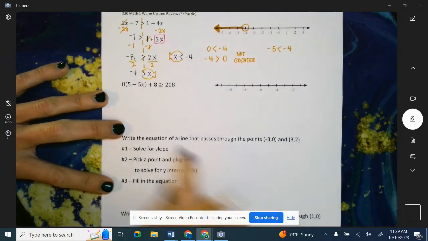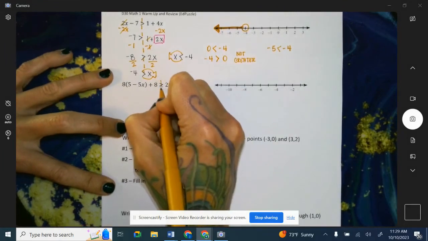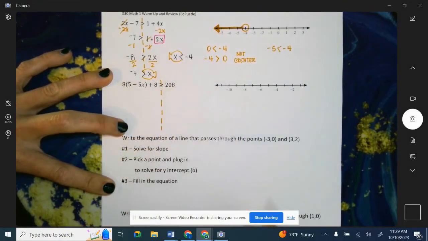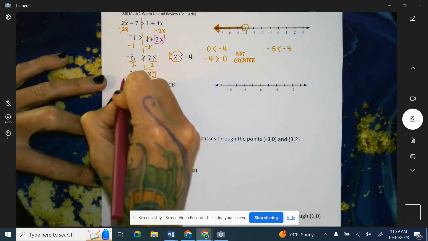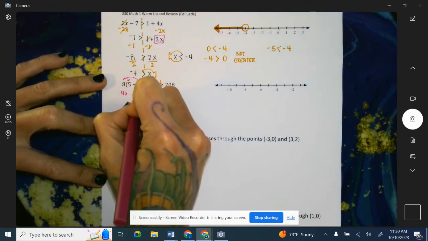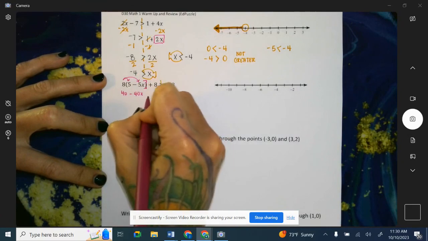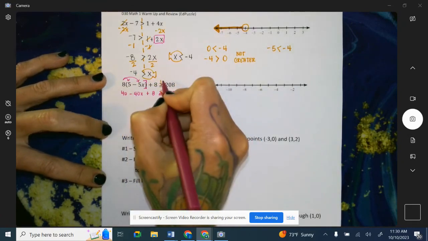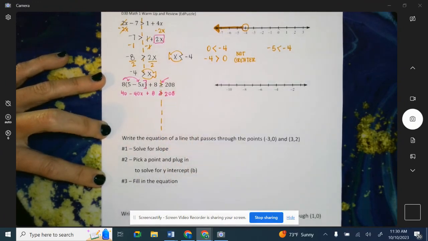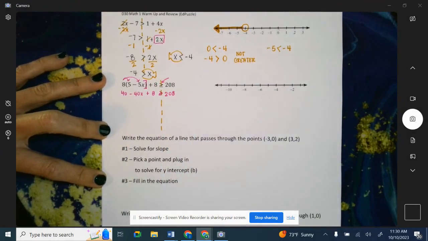All right, so number 2, distribute first. We still have our line of great divide. We're going to distribute first, and that's 8 times a negative 5. And then this is our big stop line, so it's just going to be plus 8 is greater than or equal to 208. Hopefully you see that equal to, and you're thinking solid circle already.